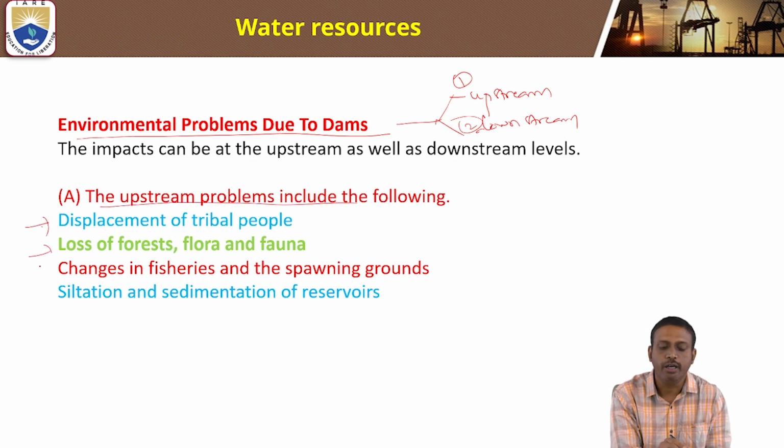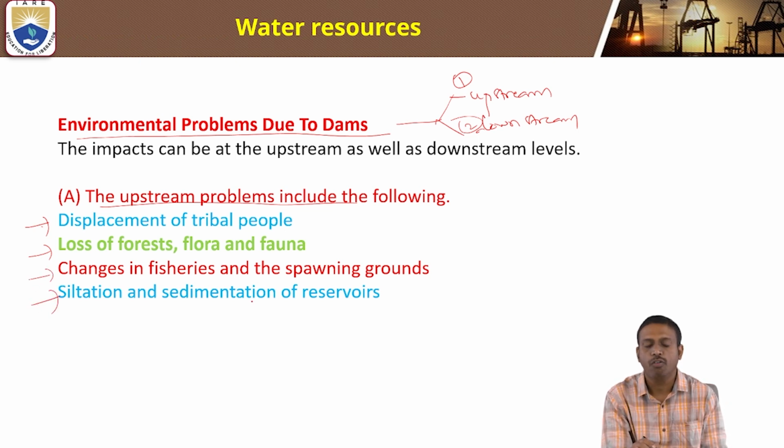These are the displacement of tribal people, loss of forest, flora and fauna, plants and animals. Displacement of tribal people means we are going to remove the people that are living nearby dams, the tribal people. We are going to displace them, which means we make them move from nearby dams. We are giving them some other places.